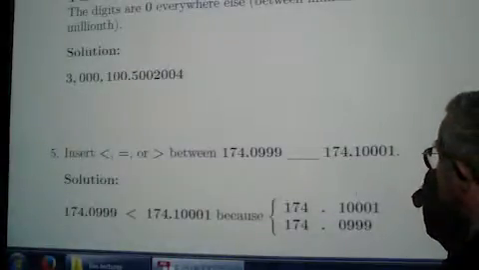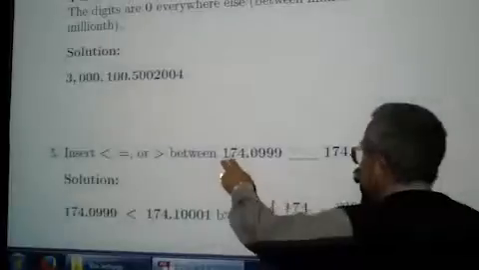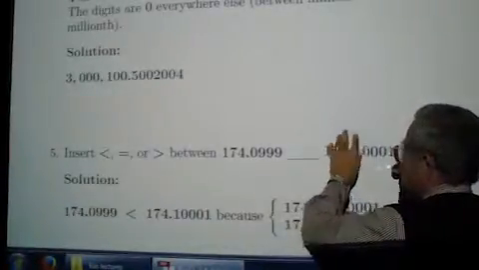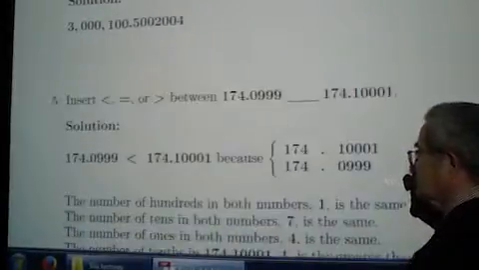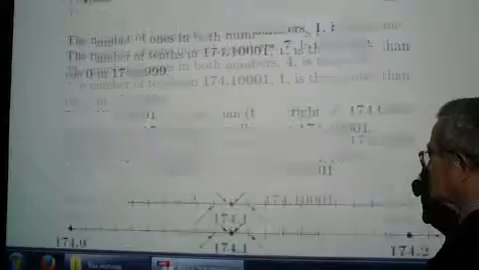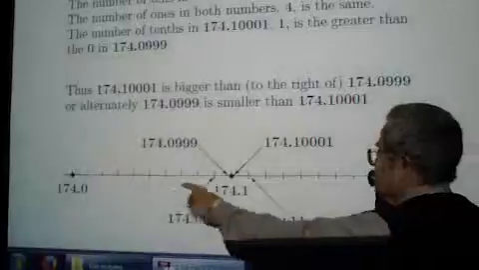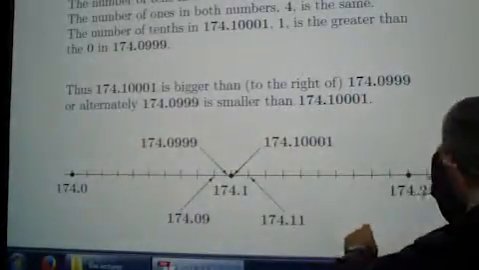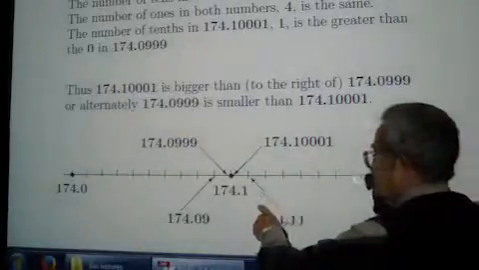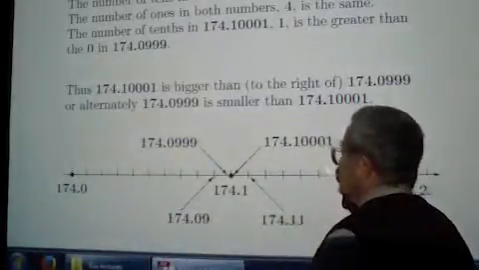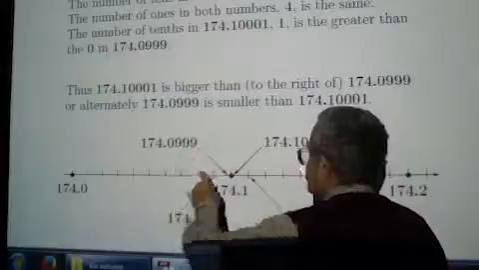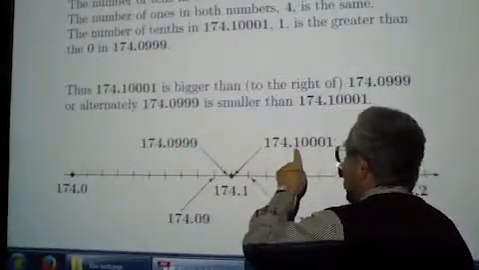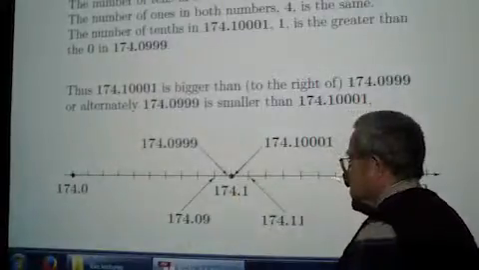Place a less than or greater than sign. The digits 174 are the same. You have no tenths here, you have 1 tenth there, so that's the bigger number. You can put this on a number line: 174, 174.2, 172.1, 172.0, and 174.0999 is a little bit to the left here. The 1 is a little bit to the right.